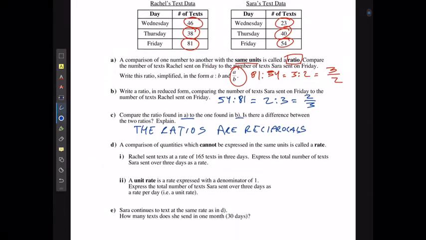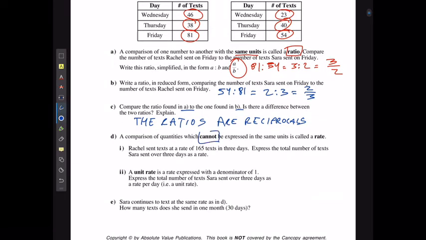A comparison of quantities which cannot be expressed in the same units is called a rate. So in this case, we did a ratio of texts to texts. They're the same units, the same thing. If I'm doing it in terms of different units, then I'm going to call it a rate. Rachel sent at a rate of 165 texts over the process of 3 days. Express the total number of texts Sarah sent over the 3 days as a rate.